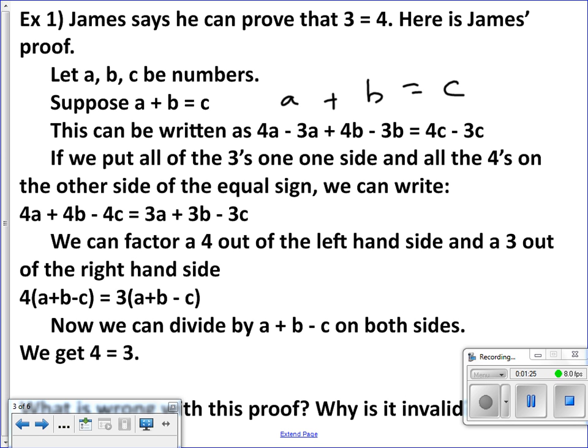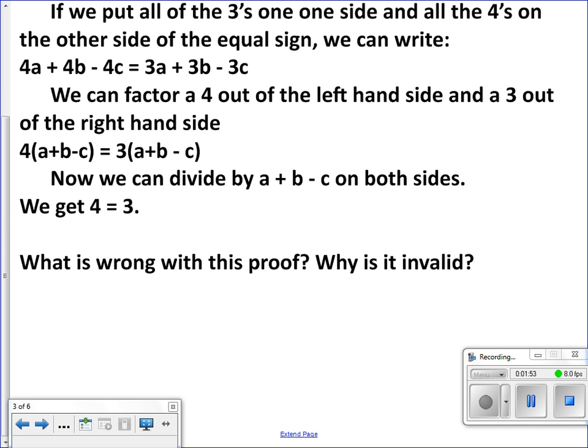If we put all of the 3's on one side and all of the 4's on the other side of the equal sign, we can write 4A plus 4B minus 4C equals 3A plus 3B minus 3C. Okay, yes, he can do that as well. Then we can factor 4 out of the left-hand side and 3 out of the right-hand side. So we get 4 times A plus B minus C is equal to 3 times A plus B minus C. Now we divide by A plus B minus C on both sides, and we get 4 equals 3. What's wrong with this proof?